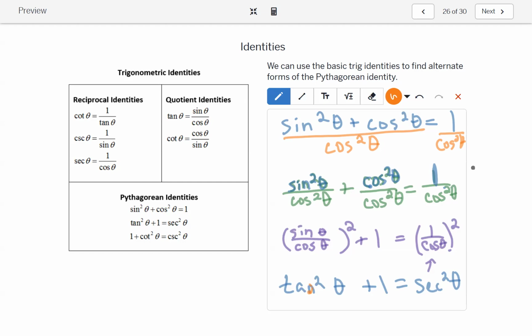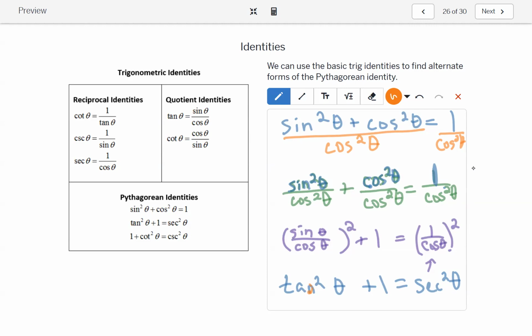But the idea here is, if I start with my sine squared plus cosine squared equals 1, and I choose to divide both sides by cosine squared, I can split the fraction on the left, pull out the squares, and then use my reciprocal identity and quotient identities to make a substitution and end up at this other Pythagorean identity.